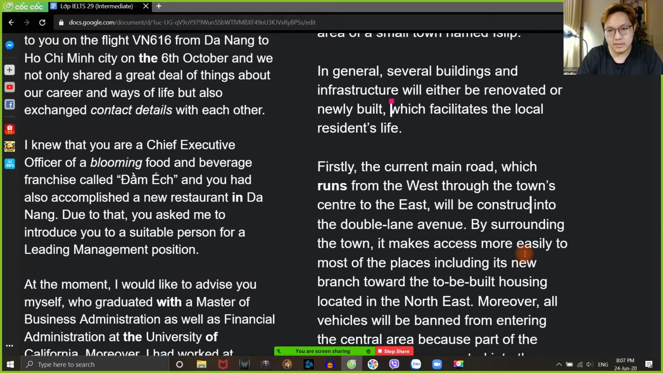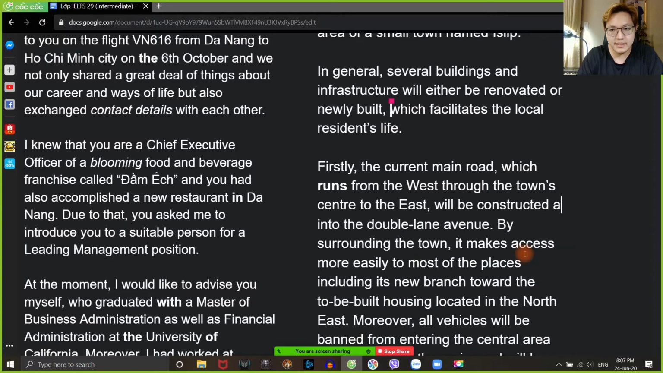Will be constructed. Thay vì chữ newly mình đặt đằng sau. Will be constructed anew. Have you seen this one before? Will be made anew, sẽ được làm mới lại. Will be made anew, will be constructed anew. So this is a kind of style that I would like you to learn. Đây là một cái style, phong cách viết á.